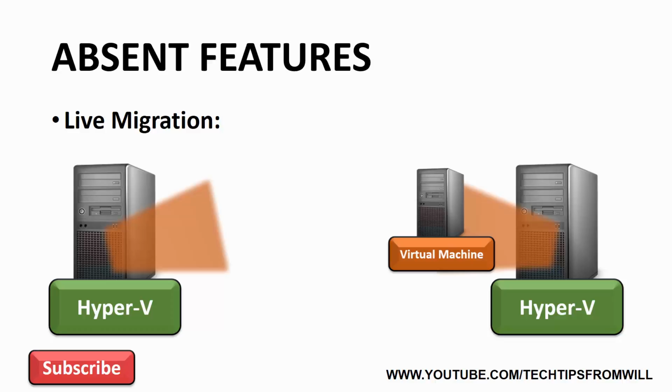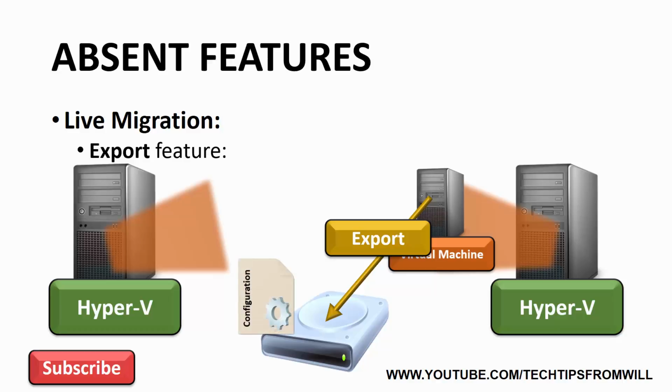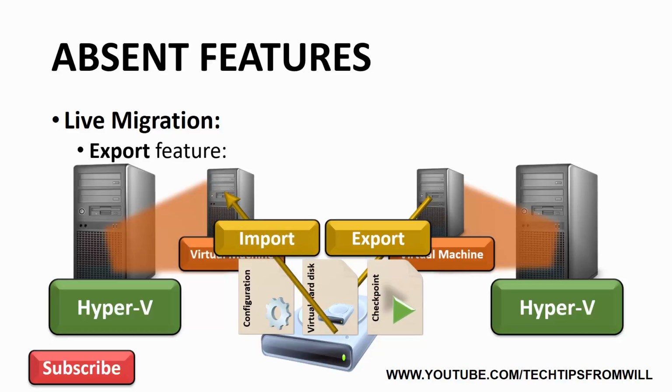To move a virtual machine to another Client Hyper-V computer in Windows 10, the administrator has to use a different approach. One such alternative is the export feature, which is included with Client Hyper-V. The export feature moves all of the files required to run a virtual machine to an alternative location, such as an external storage device, for example. This includes the virtual machine configuration files, the virtual hard disks, and any checkpoint data. Once exported, these files can then be imported onto another Client Hyper-V computer.